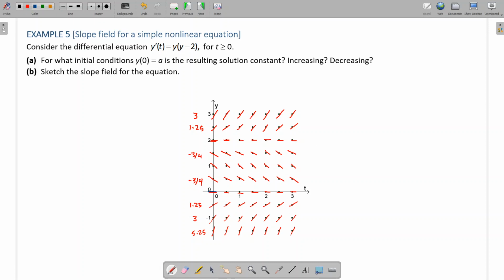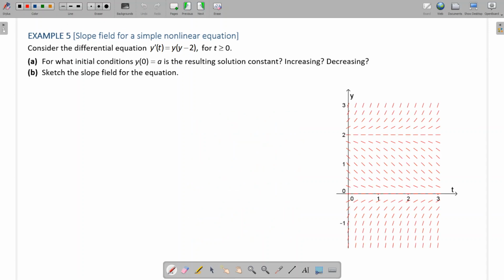Okay, so that was just a pretty rough sketch of it, but it suffices. It gives you a decent picture of what's actually happening. So now let's go back and answer part A. To do that, though, let's look at a much more cleanly drawn picture. This has quite a few more segments in it.